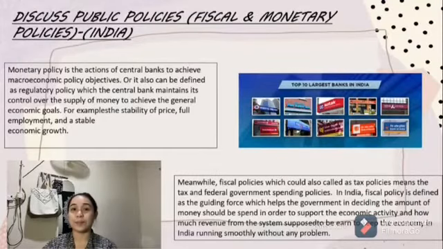To start, the meaning of monetary policy is the actions of central banks to achieve macroeconomic policy objectives. It can also be defined as regulatory policy, in which the central bank maintains its control over the supply of money to achieve general economic goals, for example, the stability of price, full employment, and stable economic growth. Meanwhile, fiscal policy, which can also be called tax policy, means tax and federal government spending policies.